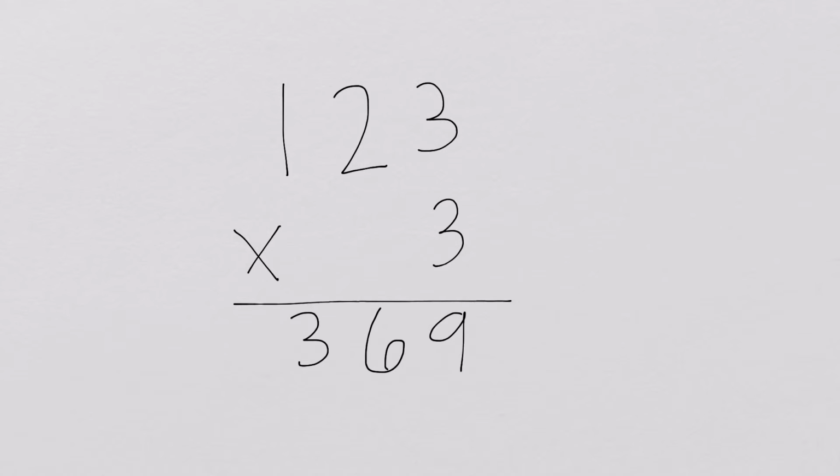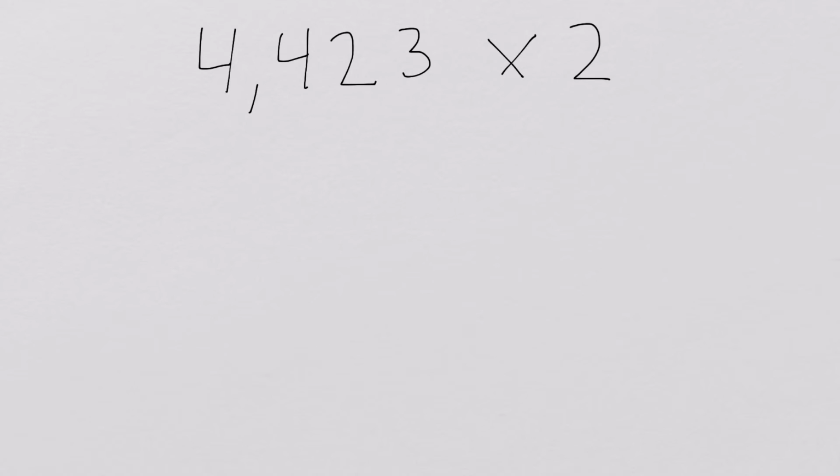Try this next one on your own. I've given you 4,423 times 2. Now, I purposely didn't write this in our form that we were talking about earlier. So your first step is going to need to be write this multiplication problem properly so that our bigger number is on top, the multiplication sign is off to the left, and then our smaller number is down below it in the ones place. So once you have that set up, go ahead and try to solve it.